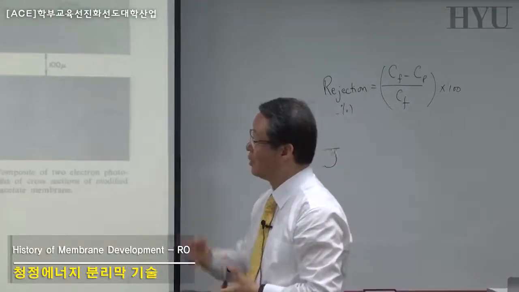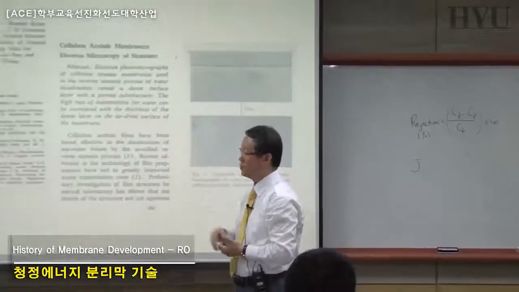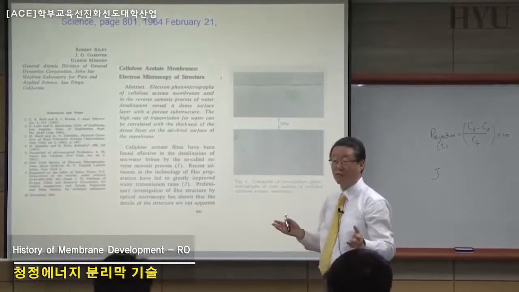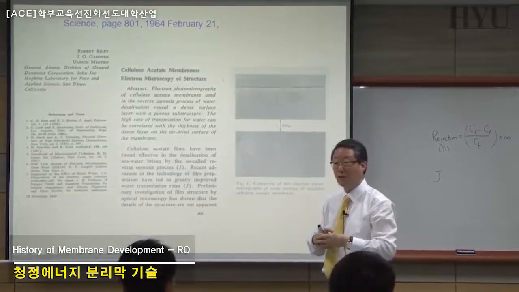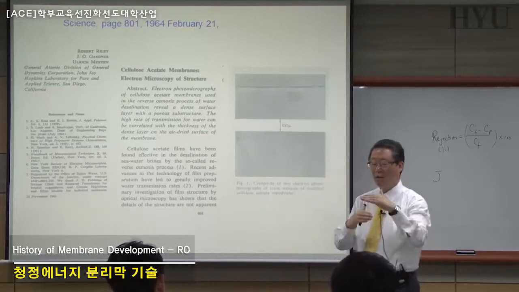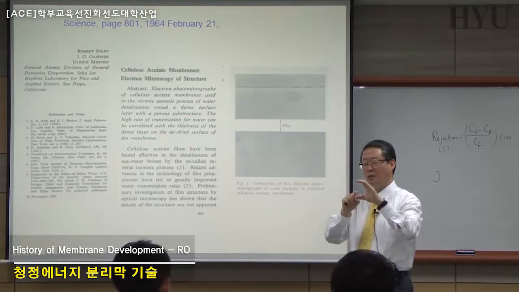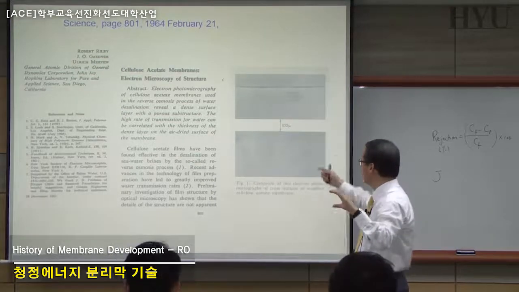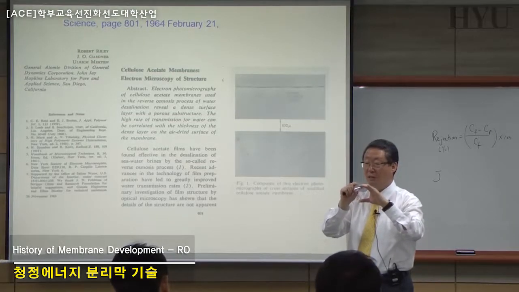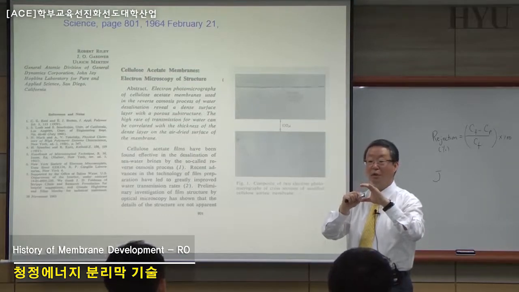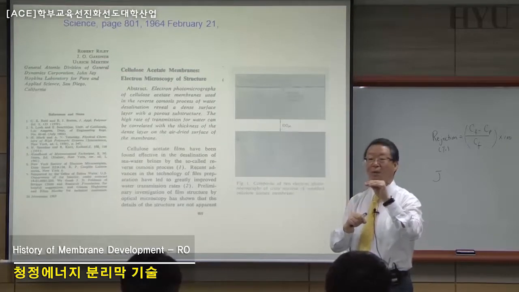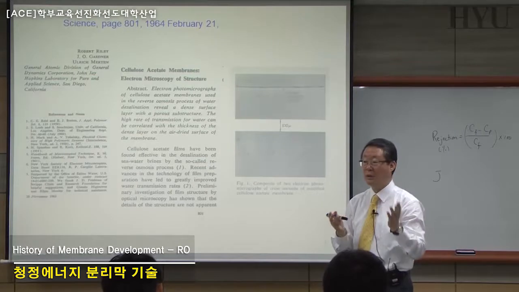Loeb and Sourirajan: Loeb was a senior student at UCLA in the Chemical Engineering Department, and Sourirajan was a postdoc from India. And they worked together on this project. And what they discussed and worked on is that perhaps the cellulose acetate thickness might be maybe 100 micron or something like that, okay? If this dense layer is much smaller than 100 micron, for example, 50 micron, 20 micron, 10 micron, and maybe 1 micron, what will happen?